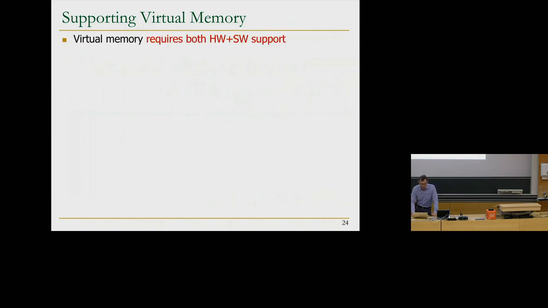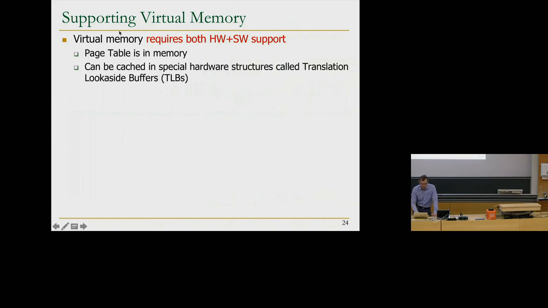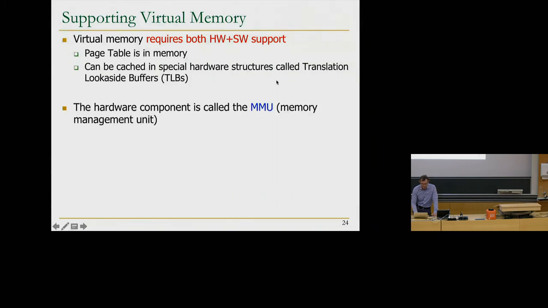So there's a lot more to do to support virtual memory. Basically, it requires both hardware and software support. Page tables in memory, as we discussed, can be cached in specialized hardware structures called translation look-aside buffers. And the hardware components, in general, that help you access memory are called the memory management unit, MMU.